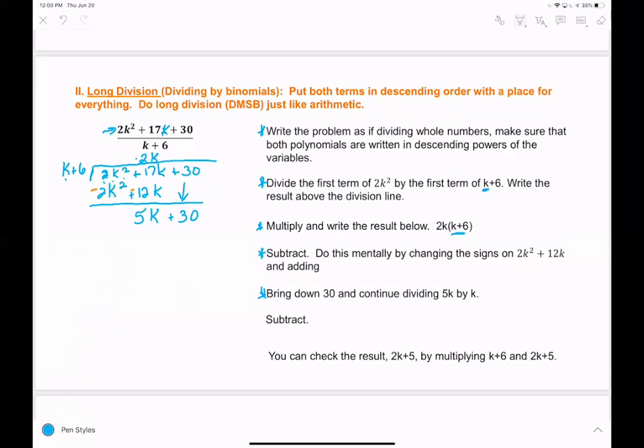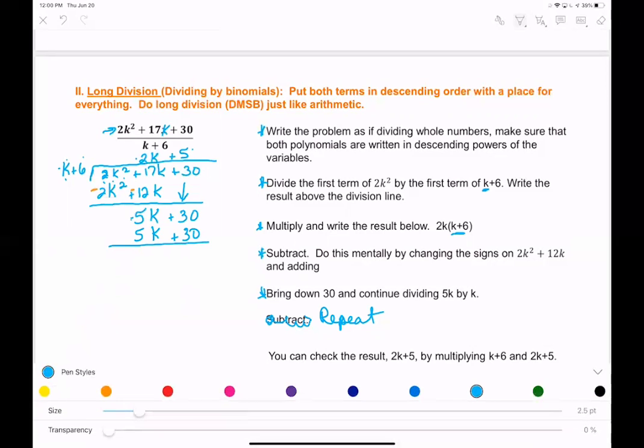I think I copied something wrong, so let's scratch this out. So we're going to repeat. All right, so now what we're going to do is take this 5k and divide it by this k here. So 5k divided by k is 5. Then we're going to multiply this 5 that we got times the k plus 6, which will give us 5k plus 30. All right, now we're going to subtract.